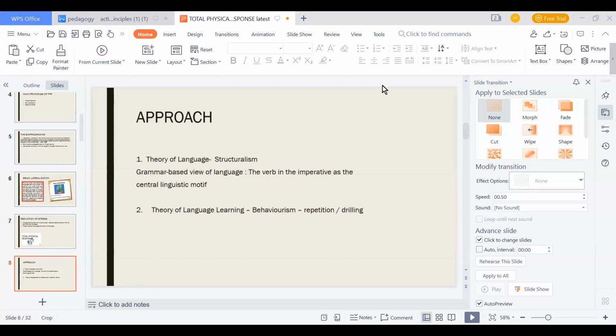Theory of language learning is how they learn a language. It can be behaviorism at one end, and at the other end it can be constructivism. Audiolingual method is behaviorism. Total Physical Response is also behaviorism. That means learning a language through habit formation. You can form habits through repetition or drilling. So the theory of language and theory of language learning are both the same as the audiolingual method in TPR as well.